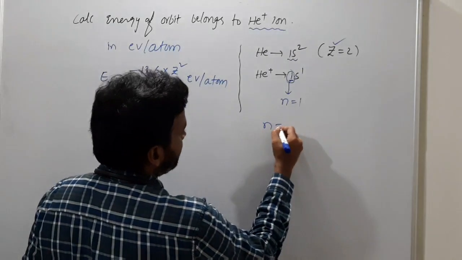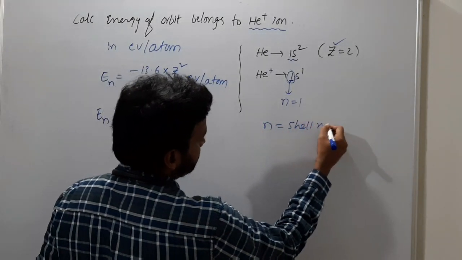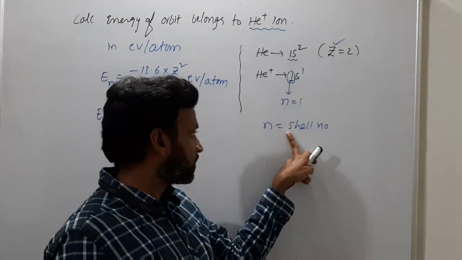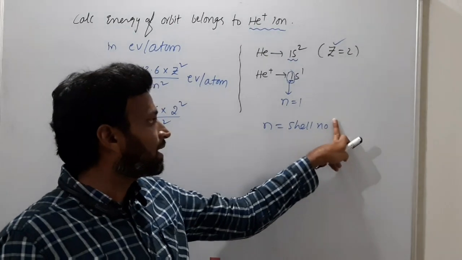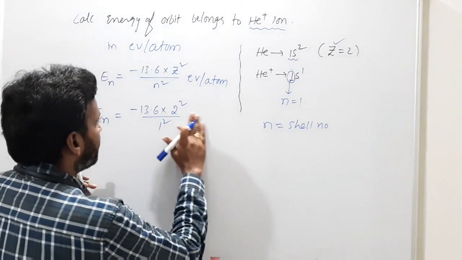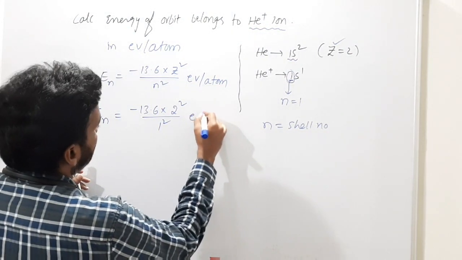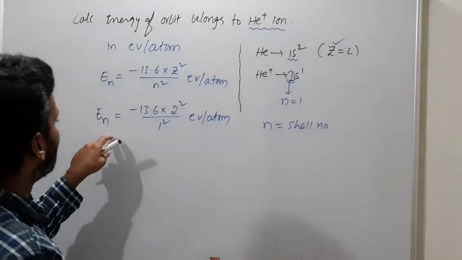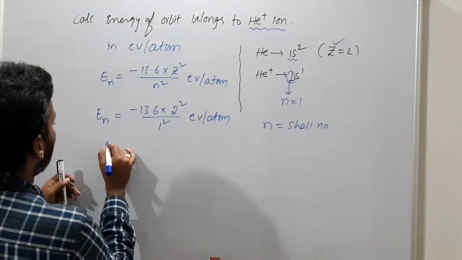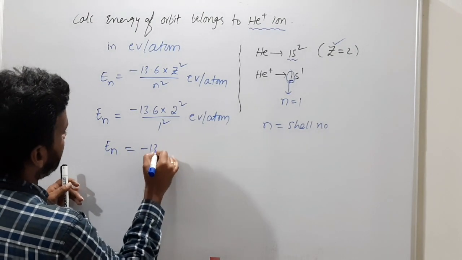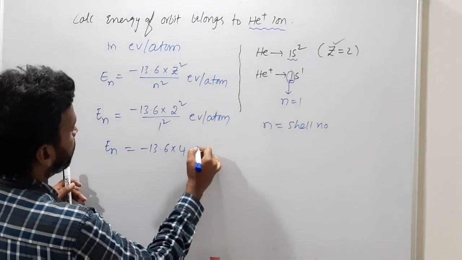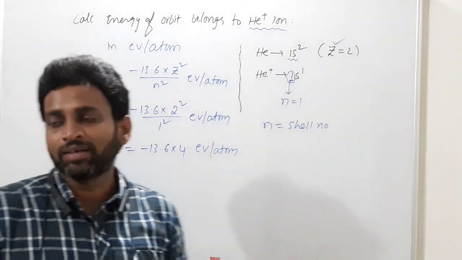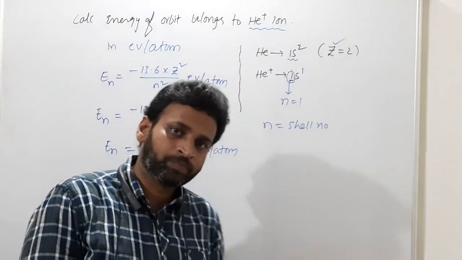Because I told you n is a shell number. Again, don't ask me what is n. Small n is called the shell number. It's very important and you must know all these things. Now you will get the answer in eV per atom. Correct? So the energy of the nth orbit is minus 13.6 into 4 eV per atom. Just multiply, you will get the answer for that numerical.